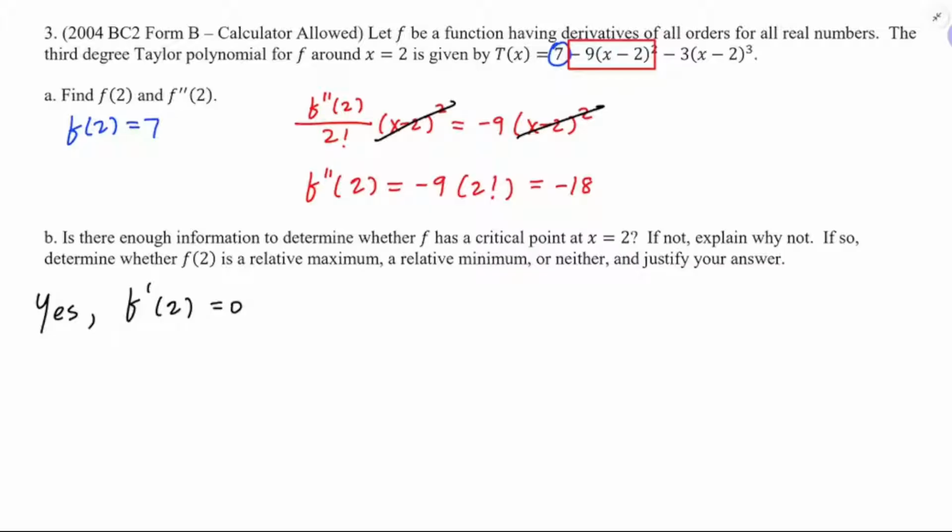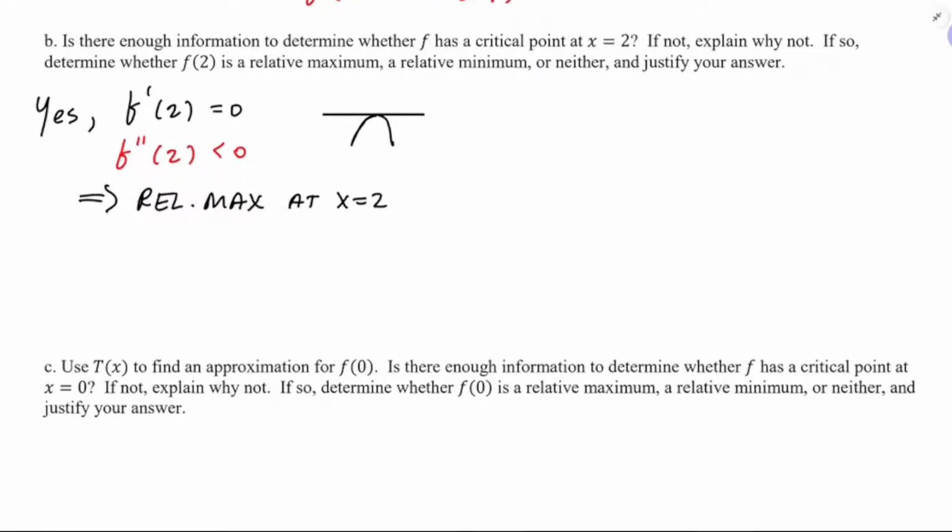If so, determine whether f is a relative maximum, a relative minimum, or neither, and justify my answer. Well, I've got f prime of 2 equals 0. I just showed that f double prime of 2 is less than 0 above. Therefore, I've got a relative maximum, because I've shown that the graph is flat while being concave down, which must be a maximum.